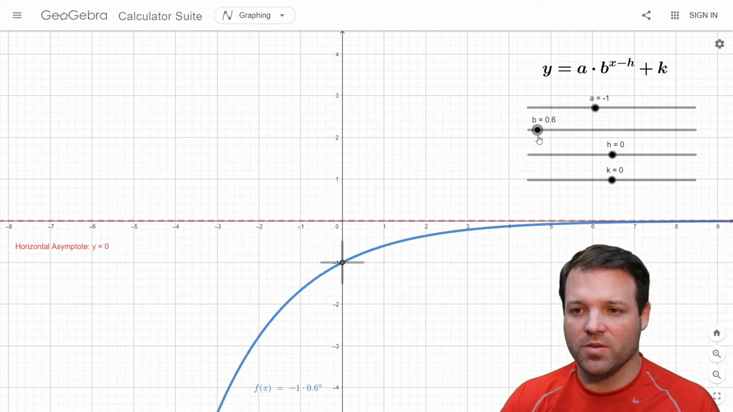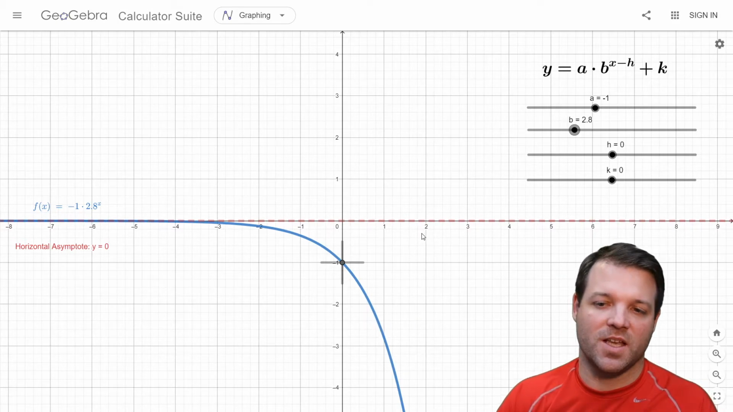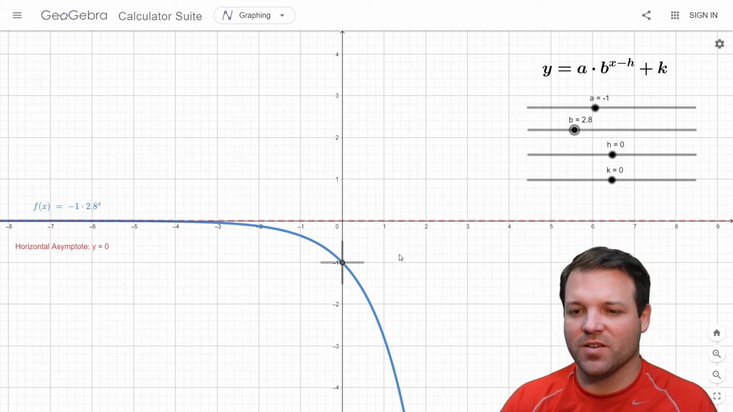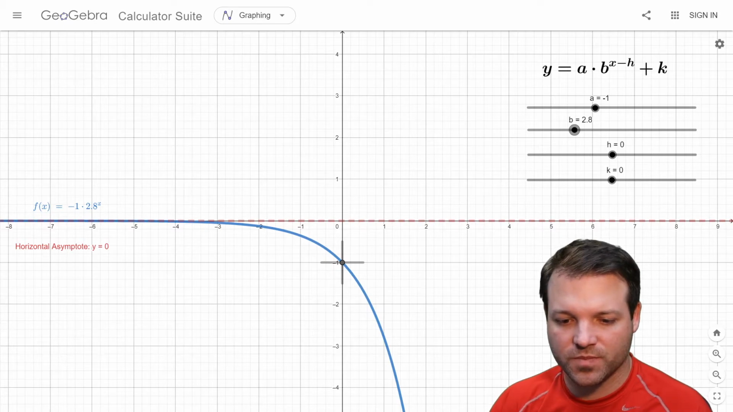So like right now, the base is a fraction. So it is getting closer and closer and closer to 0 as we move to the right. And if b is above 1, then it's going to get bigger and bigger and bigger, or farther and farther away from the x-axis as we move to the right. I shouldn't say bigger because this is a negative number. It's moving further and further away from that horizontal asymptote. Okay, so let's go ahead and go back to our notes.